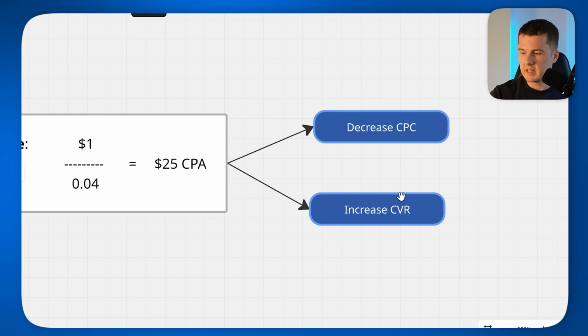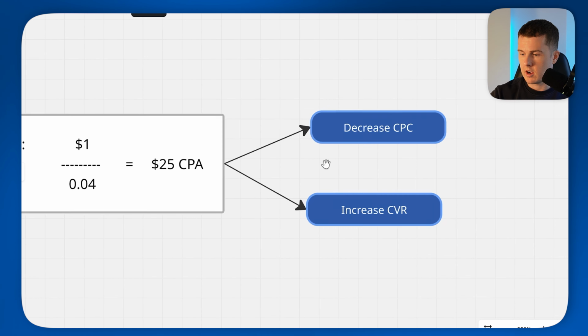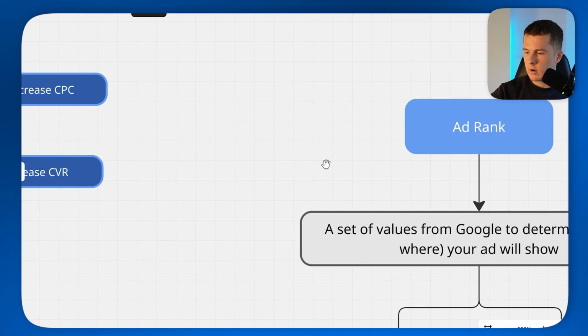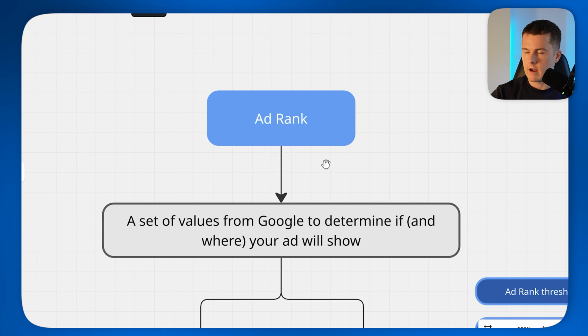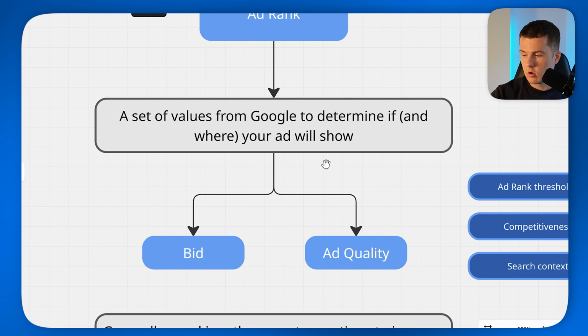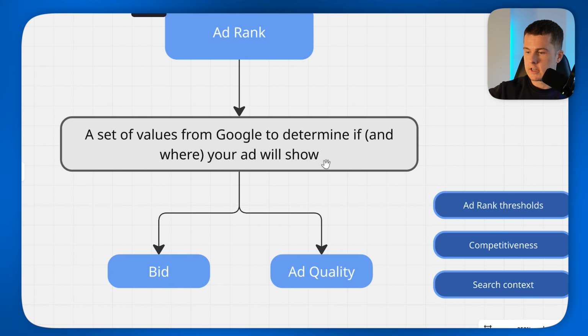So what do we need to do? We need to either decrease our cost per click, or we need to increase our conversion rate. And ideally, we'd like to do both, because if we can do both, well, then we're going to have a much more profound effect on this figure here, our cost per action. So in order to get to the crux of that, I want to start with something called ad rank in Google. Ad rank is a set of values from Google to determine if and where your ad will show. There are a number of things that actually affect ad rank.